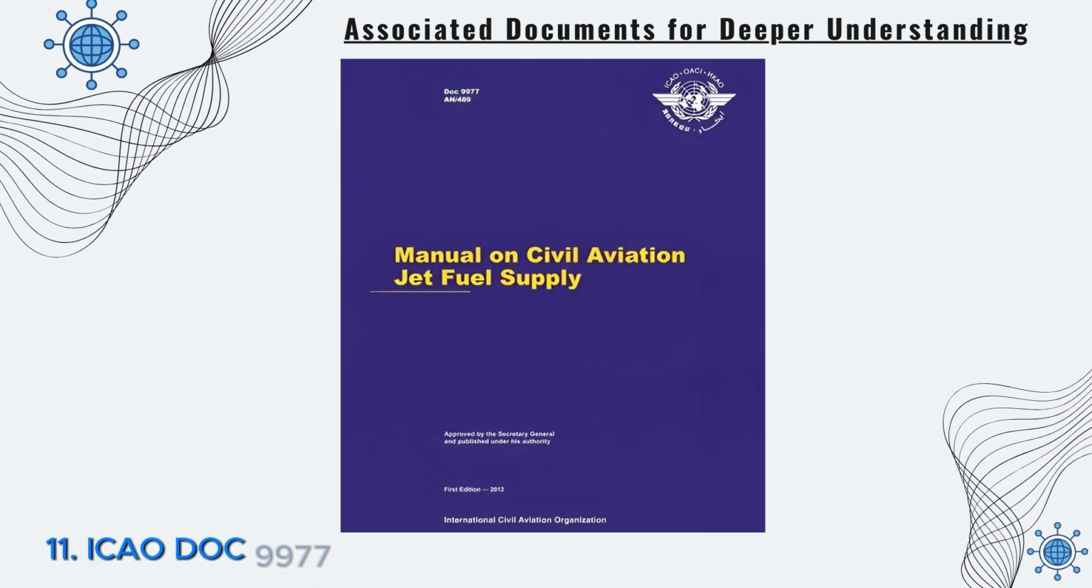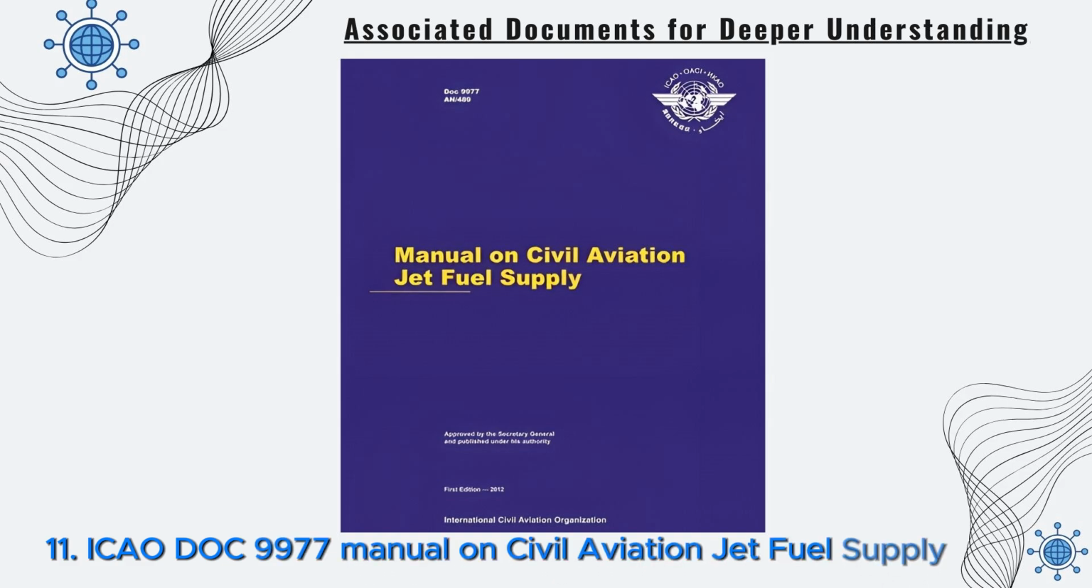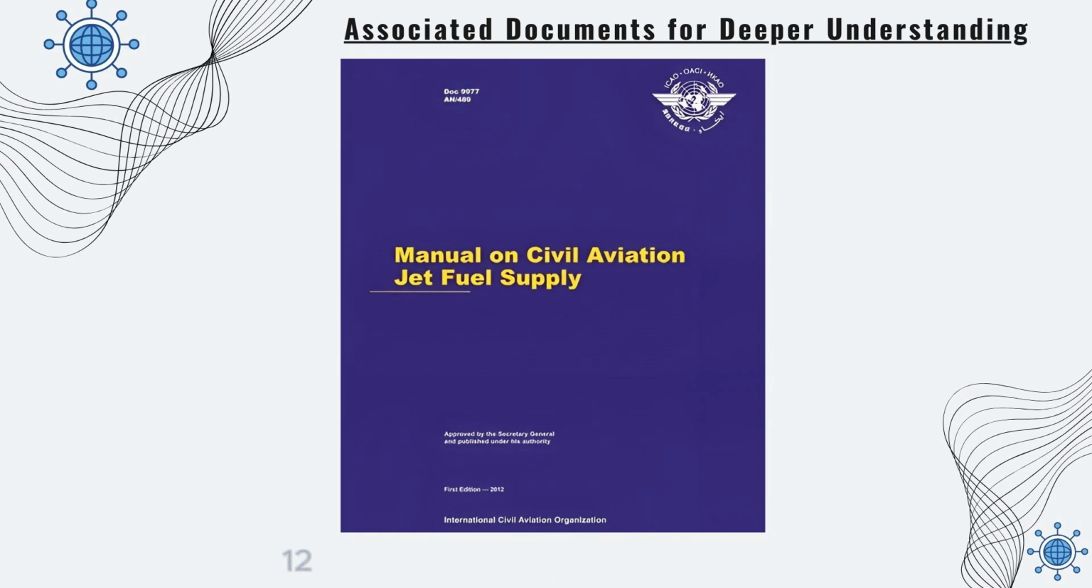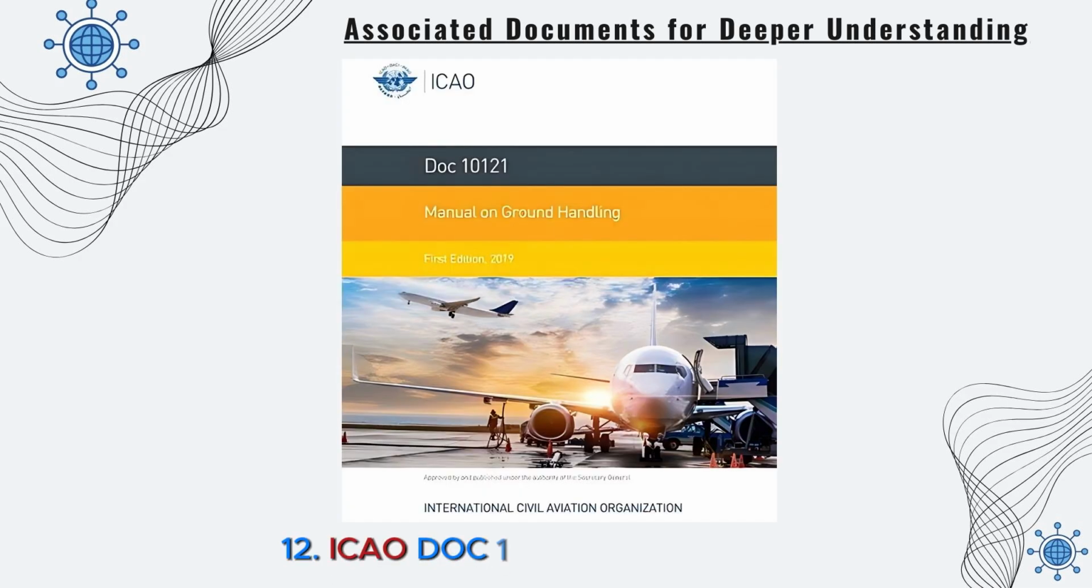11. ICAO Doc 9977, Manual on Civil Aviation Jet Fuel Supply. 12. ICAO Doc 10121, Manual on Ground Handling.